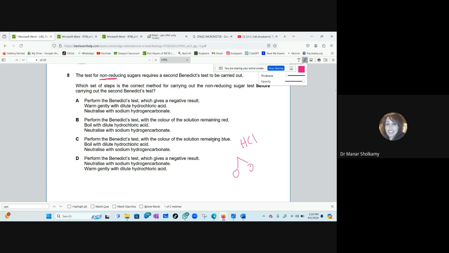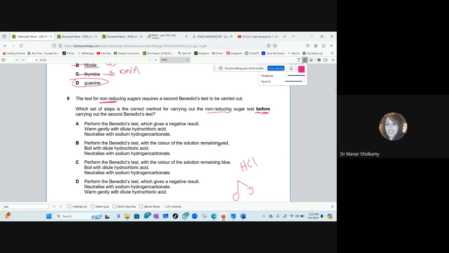So which set of steps is the correct method for carrying out the non-reducing sugar test before carrying out the Benedict's test? A. Perform the Benedict test, which will give a negative result. Warm gently with dilute hydrochloric acid and then neutralize with sodium hydrogen carbonate. A can be right or wrong? Wrong. There is something a little bit wrong here. What was it? Warm gently. It's supposed to boil. Yes, we don't warm gently. So I will exclude A.